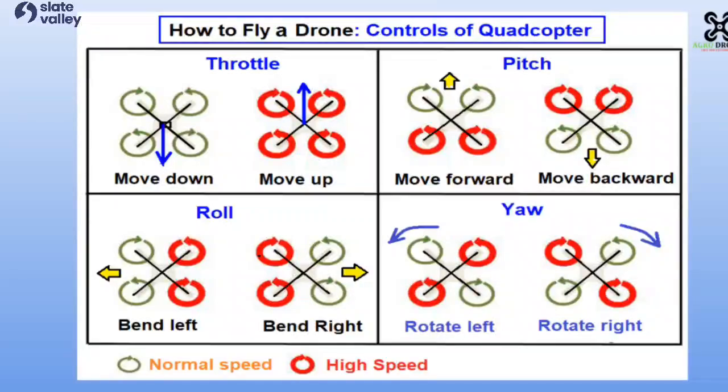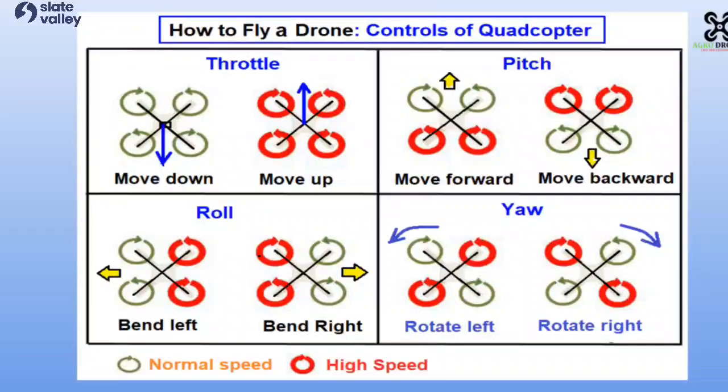Coming to the third box, roll. You can see in the picture, bend left and bend right. If the right side motors are running at more speed than the left side motors, then the drone will move to the left side. If the left side motors are running at high speed than the right motors, then the drone will move to the right side.